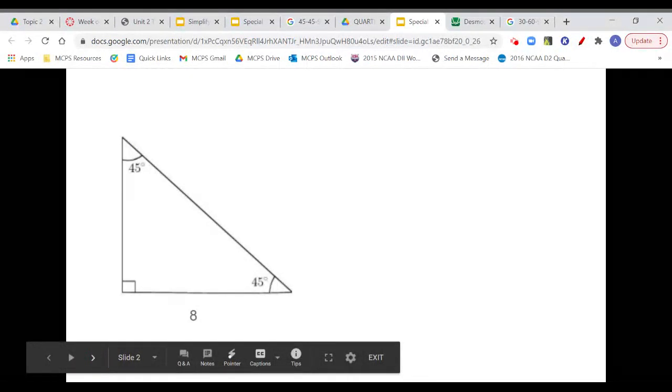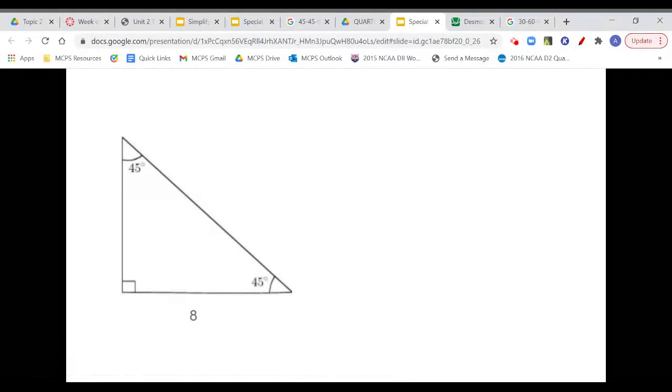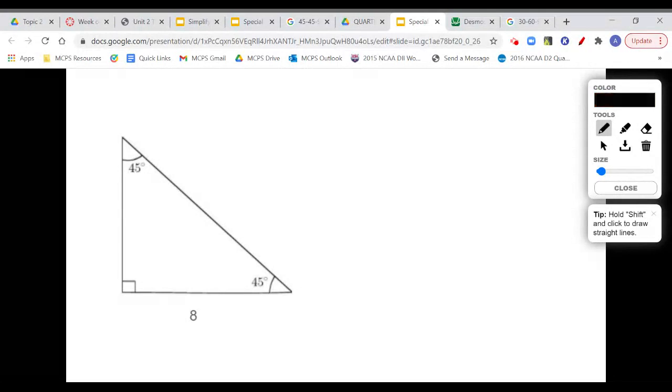So here's our first example. This is a 45, 45, 90 triangle, and I know that to be true because I can see that I have two 45-degree angles. If I have two congruent angles, this is an isosceles triangle, and an isosceles triangle also has two congruent sides. So the sides opposite those 45-degree angles, which are the two legs, are congruent to each other. So if you know the length of one of those legs, you know the length of the other leg. And immediately I know the other side has a length of 8.